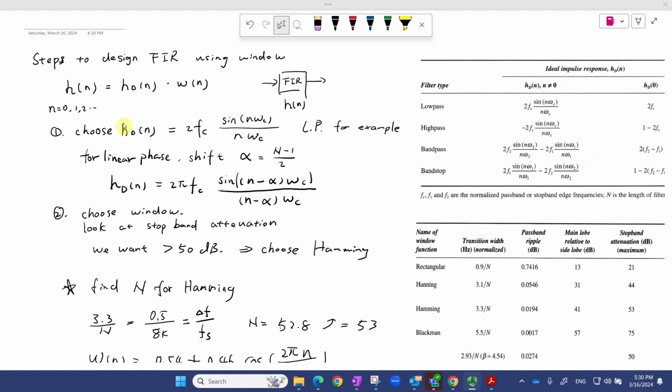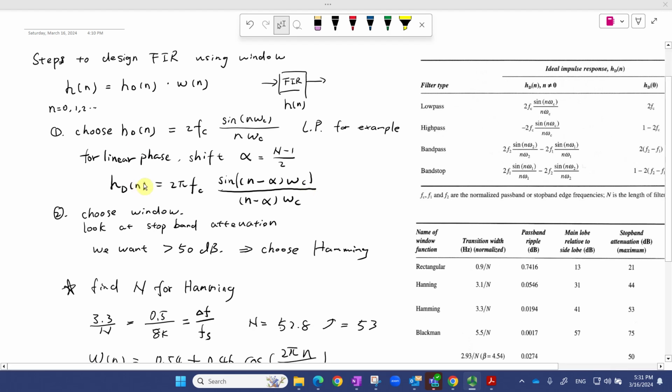First step, choose the template for the filter. For example, if we want to design a low pass filter, we just look at these tables from the lecture slides. For the low pass filter, we have this one, and we just copy it down here. But for linear phase, we need to shift n by alpha. Alpha equals (N minus 1) over 2. We're going to talk about capital N later, how to find this parameter. Then we plug this alpha in to make the shift, n minus alpha, and we get this one.